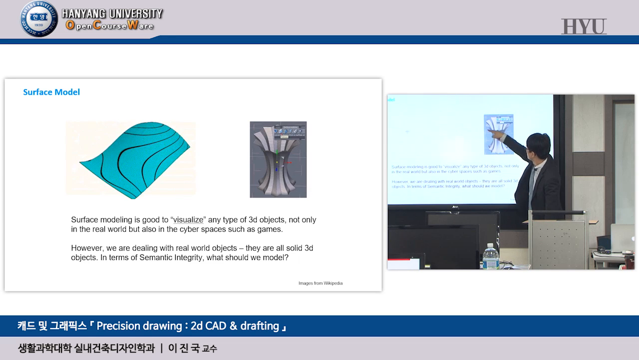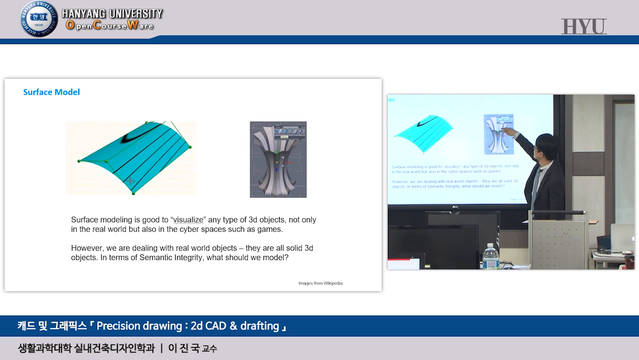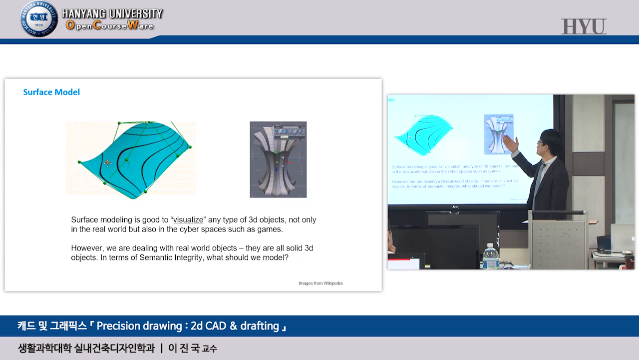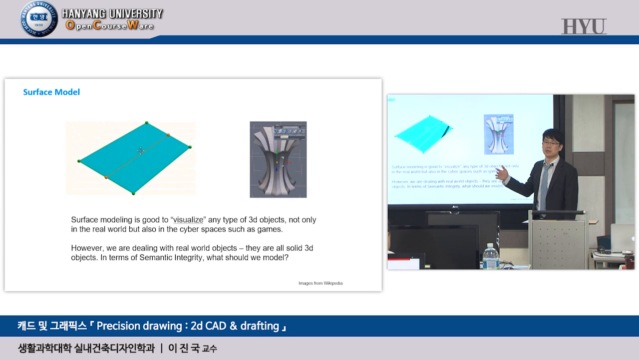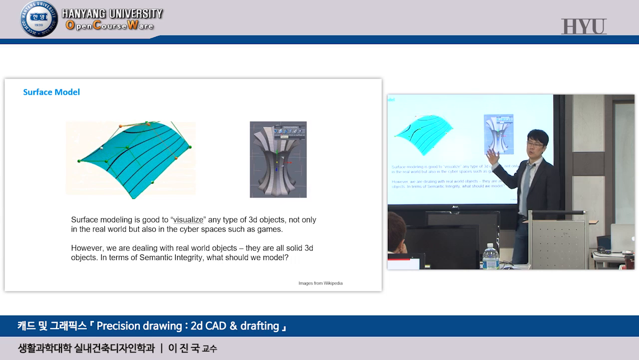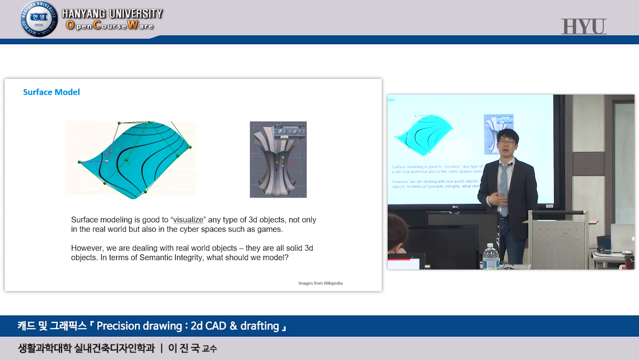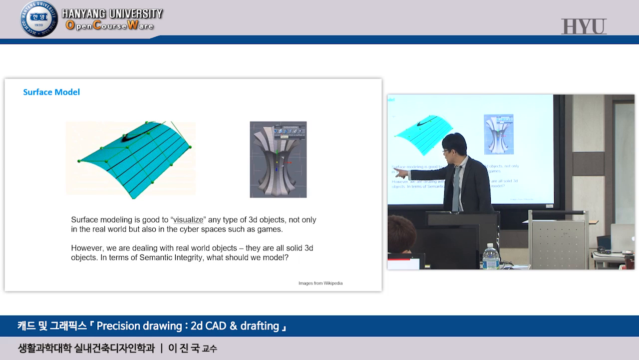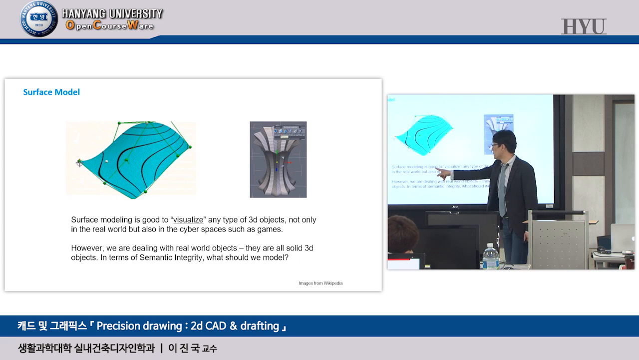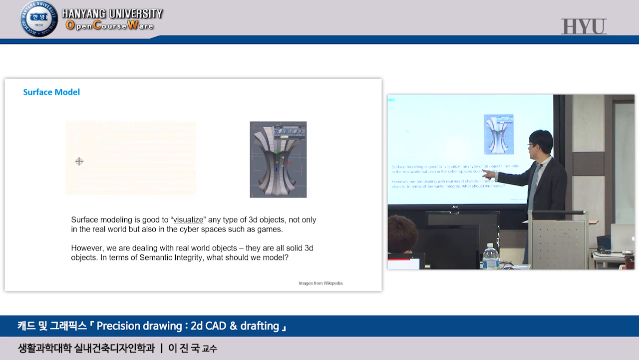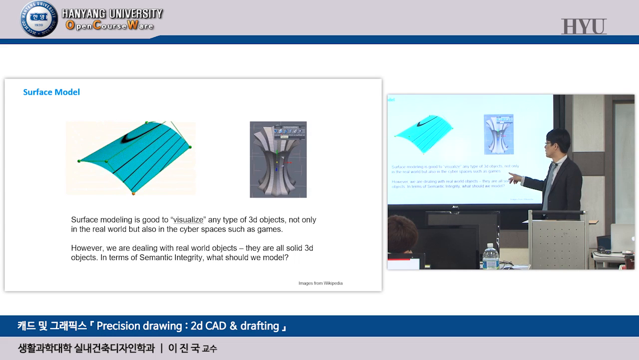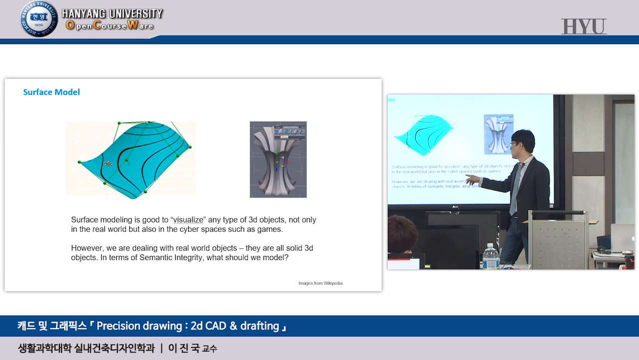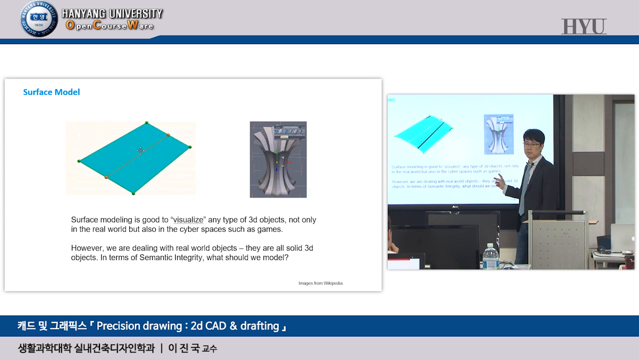Take a look. The shape looks okay, but take a look at the surface, zero thickness. It's not possible. We cannot make this kind of object in the real world. They are all conceptual, mathematical definitions, okay? But anyway, surface modeling is very, very good to visualize any type of 3D objects, not only real world objects, but also in virtual space, such as games.